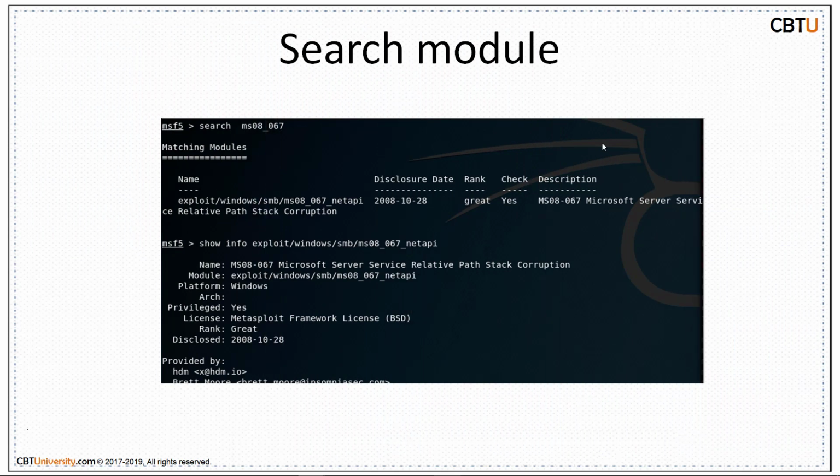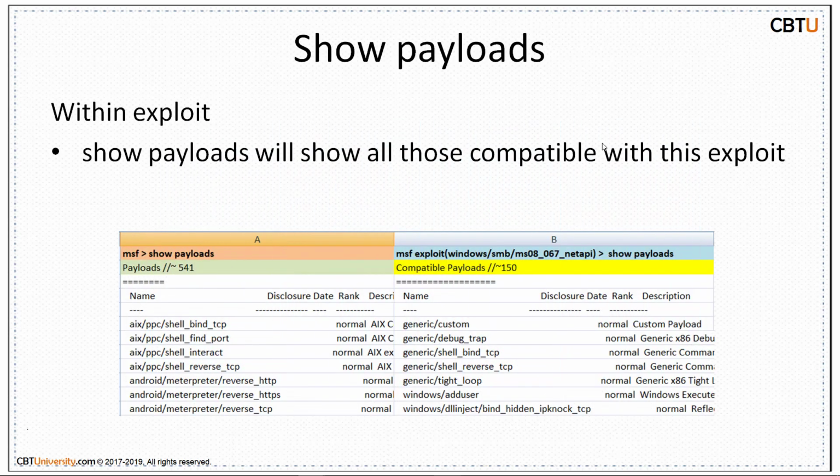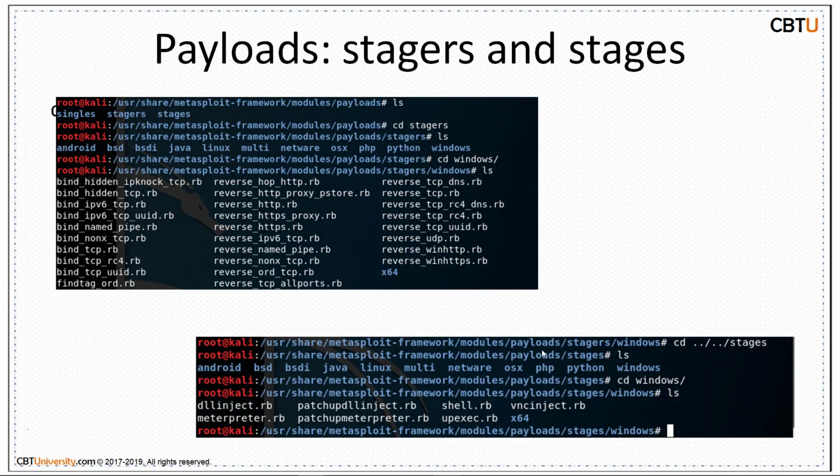Searching for a popular exploit, MS08-067. From the msfconsole, when you type show payloads, it will display all the payloads that are available. When you are inside an exploit, show payloads will show the compatible payloads only. Here the count is around 150. You can choose the one that is compatible with this exploit. These are the stagers and stages.